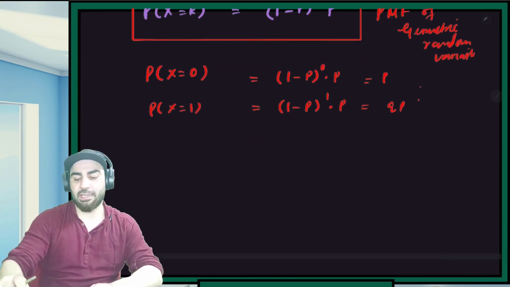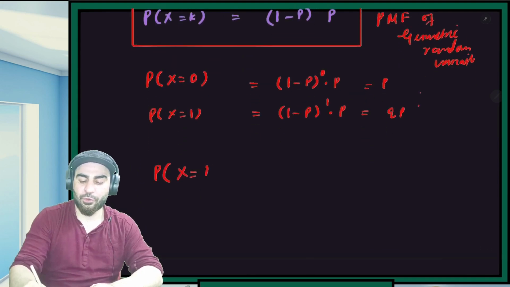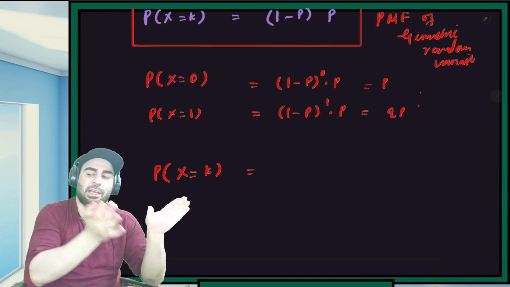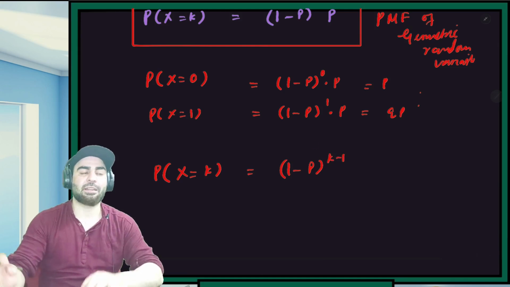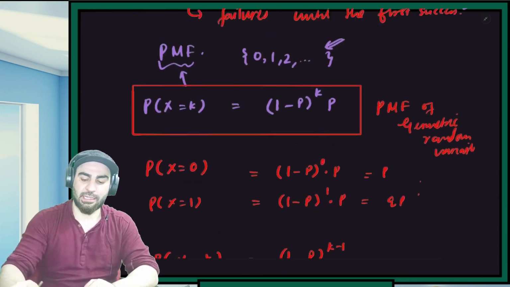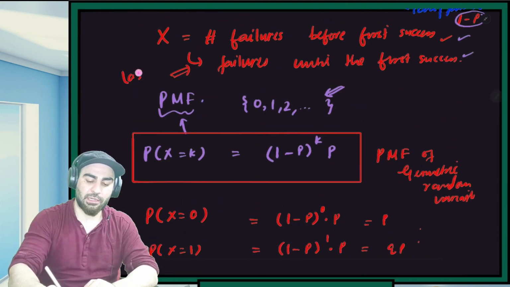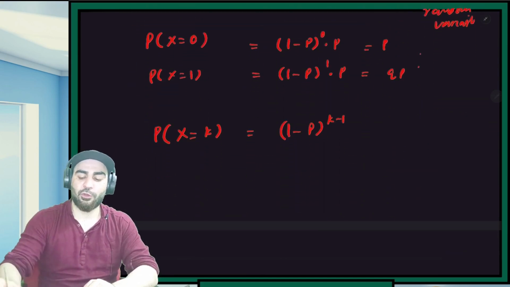Other formulations I mentioned: let's suppose I have to write probability of x is equal to k. In some other books you might see that one less is counted. They'll say 1 minus p to the power k minus 1. They'll say that till k minus 1 we had failures and the last success is counted. So sometimes the last success is also counted, meaning how many tosses it took. So when probability of x is equal to k, you might also see in some books 1 minus p to the power k minus 1 multiplied by p.